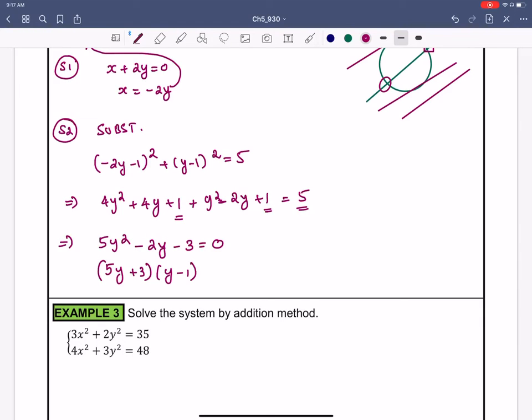No, it doesn't work like that. So I'm going to change it back. So this is going to be +1 and this is going to be -3 is equal to 0, right?